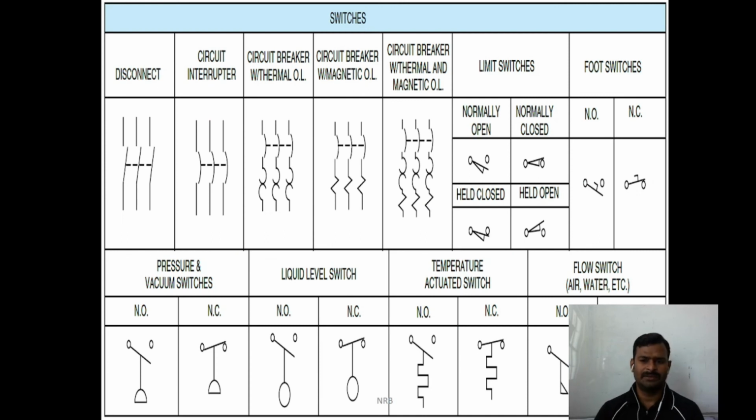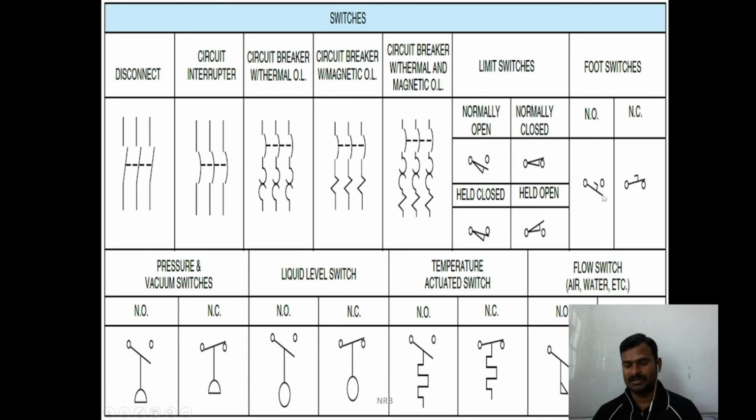And apart from that, we have many symbols here. This is actually the symbols I showed you earlier. So we have float liquid level, temperature activated switch, flow switches, and vacuum or pressure switches. And apart from that, we have normal disconnect type contactors or relays, and circuit interrupters are represented like this: circuit breaker with a thermal overload relay, circuit breaker with a magnetic overload relay, and circuit breaker with both thermal and magnetic. So there are different types of circuit breakers, and also the limit switches, normally open, normally closed, and the foot switches.